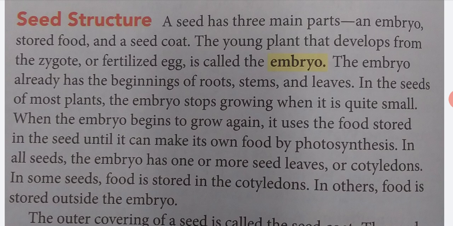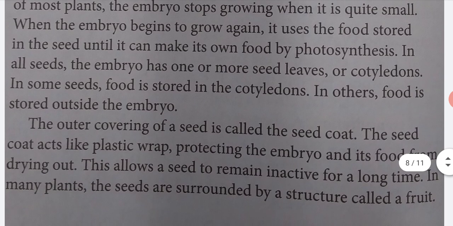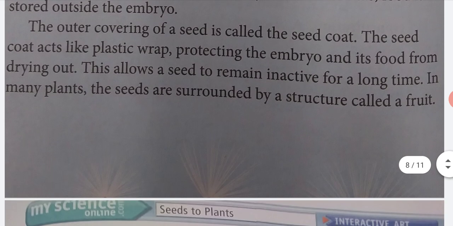In some seeds, food is stored in the cotyledons. In others, food is stored outside the embryo. The outer covering of a seed is called the seed coat. The seed coat acts like a plastic wrap, protecting the embryo and its food from drying out. This allows a seed to remain inactive for a long time. In many plants, the seeds are surrounded by a structure called a fruit.